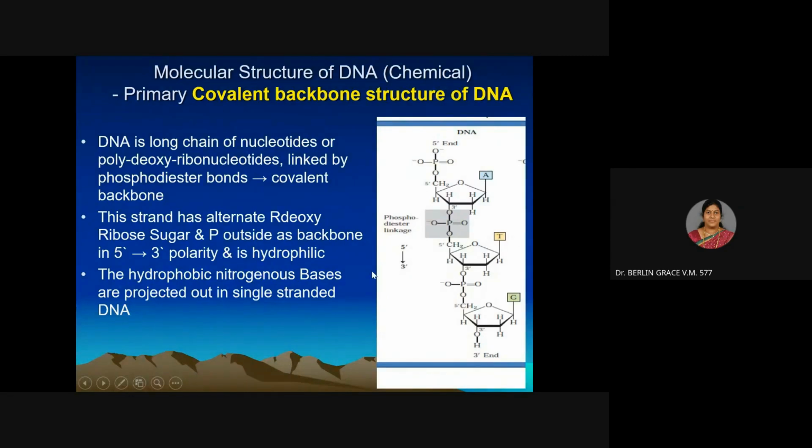Students, let us see the molecular structure of DNA. The molecular structure of DNA has a primary structure called the covalent backbone structure, which has repeated deoxyribose connected by phosphodiester bonds, and the polarity is 5' to 3' because the 5' end has a free phosphate and the 3' end has a free OH group.